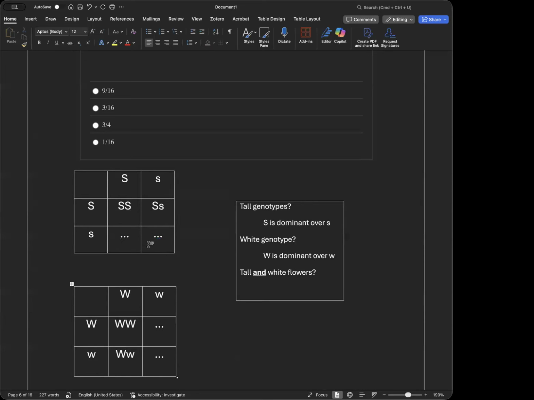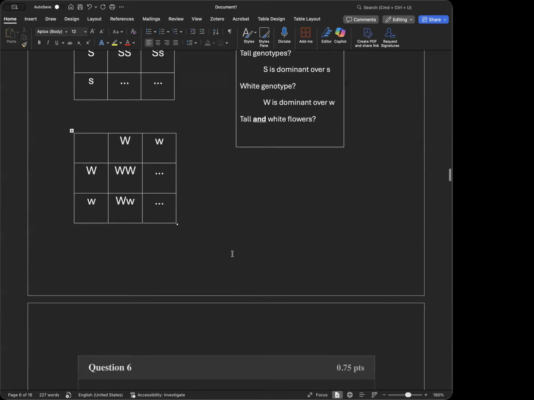If it was one fourth that are tall, then you would do one fourth times however many are white. So if it was one half that were white, then you would do one fourth times one half, which in that case would be one eighth, but that's not the correct answer. I'm making up numbers, but I'm just giving you an idea of how to solve something like this.